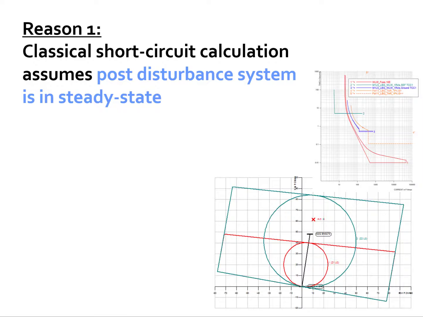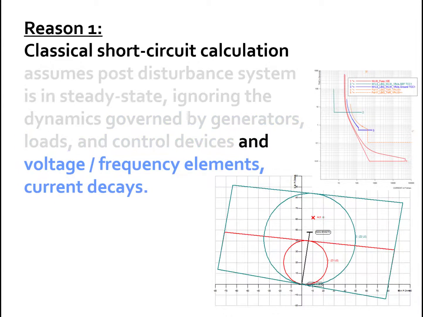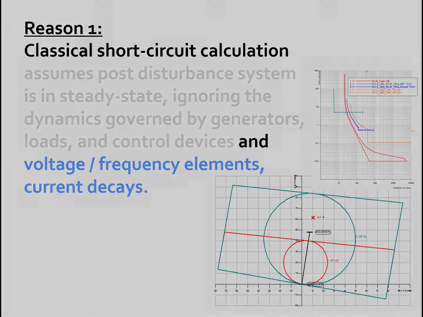Firstly, classical short-circuit calculation assumes the system is always in steady state after disturbances. In doing so, it ignores dynamics governed by generators, loads, and control devices. Furthermore, it does not consider voltage, frequency, and power transfer related elements such as out-of-step and power swing blocking, nor does it consider time-varying quantities such as fault current decay.